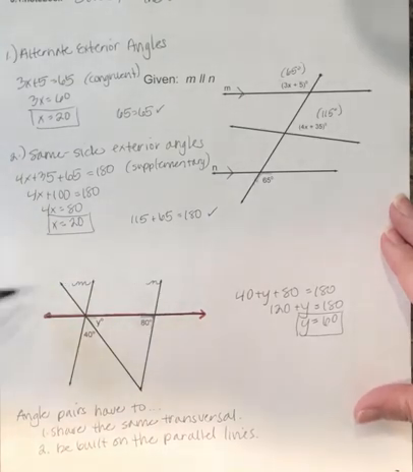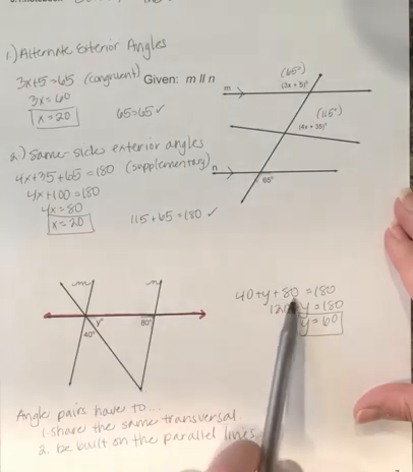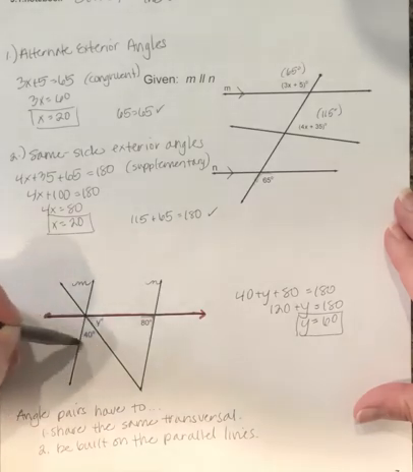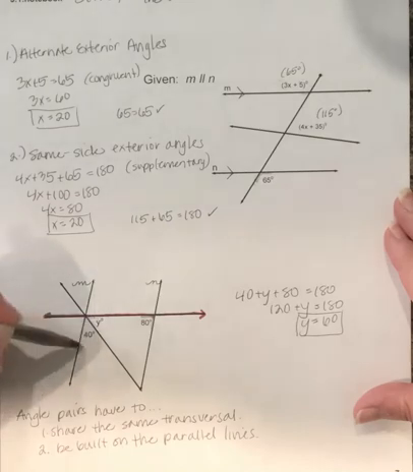Looking at this next figure, all angle pairs have to share the same transversal. And if they have to have a relationship, they have to be built on parallel lines. So the reason why I set this up as 40 plus y plus 80 equals 180 is because I had to look at this whole angle here and 80. These angles right here, 40 and y, have no relationship that I could use because I don't know the degree measure of this whole entire angle.